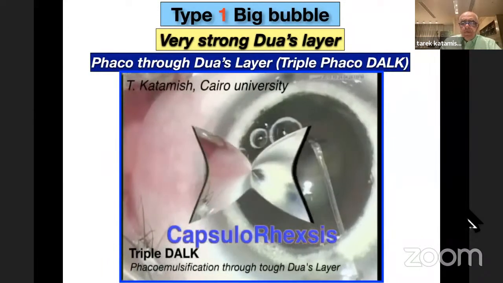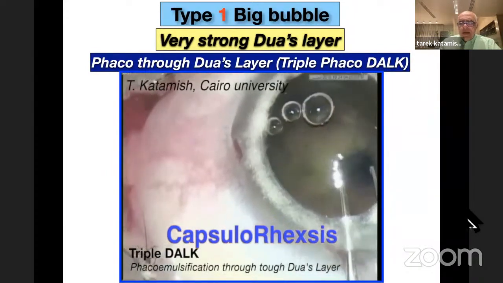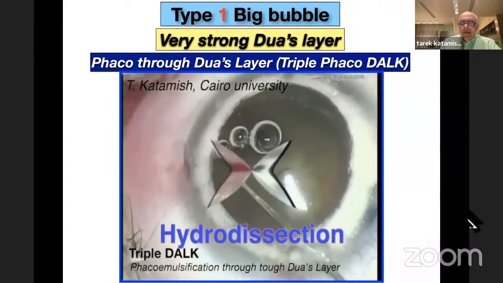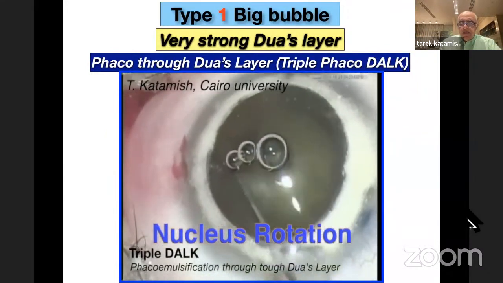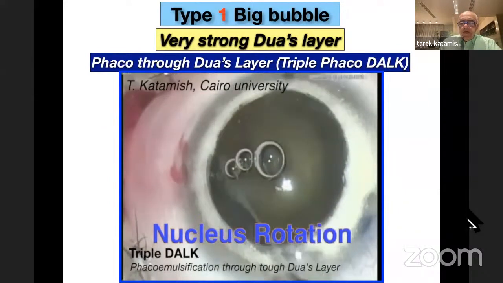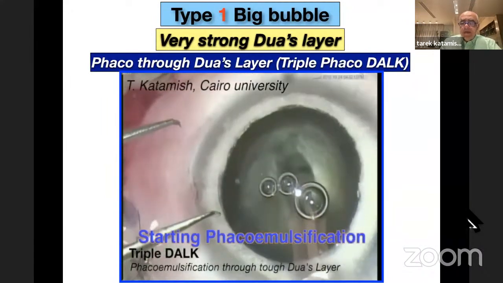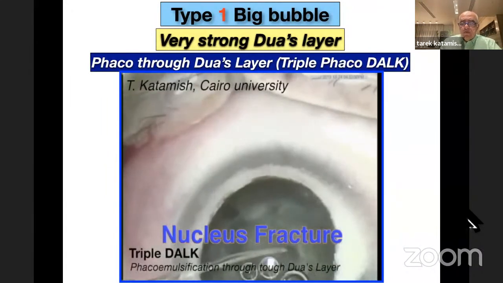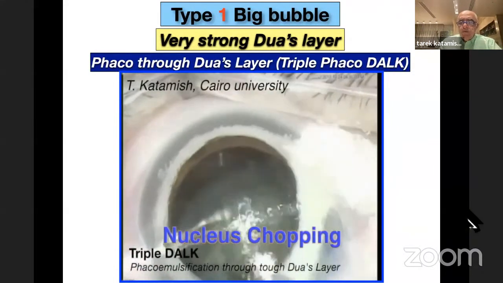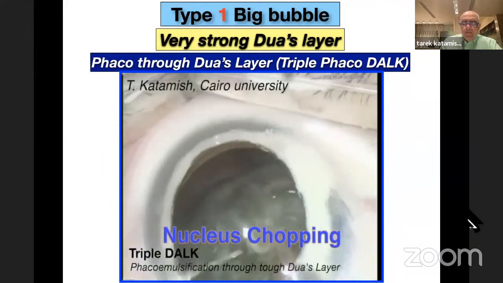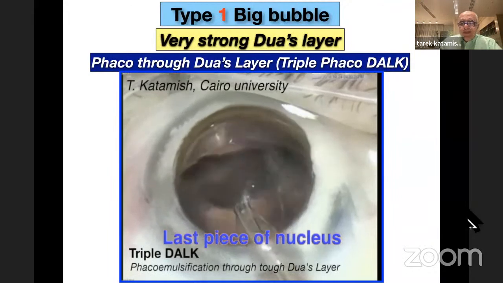And then we will do the operation as if we are working through normal full thickness cornea, making capsulorhexis and then hydrodissection and nucleus rotation, as you see. And then we'll start doing phacoemulsification through Dua's layer. And we can also do nucleus fracture with the chopping technique. Strangely enough, it will withstand all this pressure because it is a very tough layer. This video is just to tell you that Dua's layer is very tough.